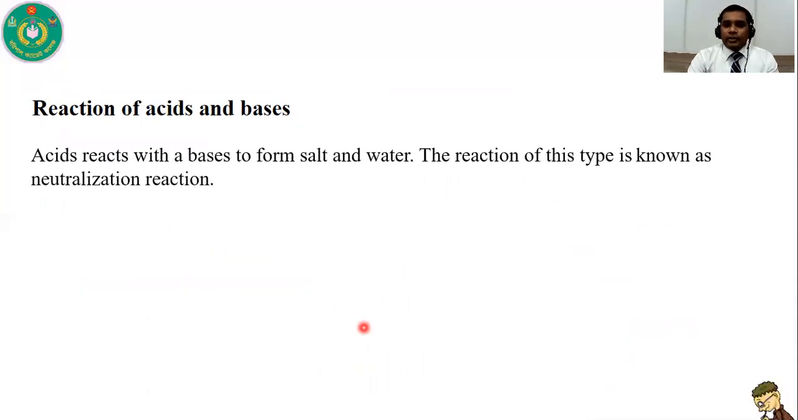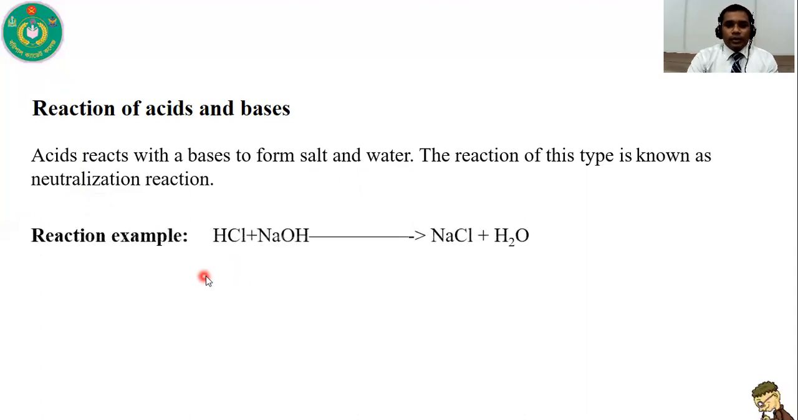When acid and base react with each other, we know that it forms salt and water, and this reaction is known as a neutralization reaction. So what is a neutralization reaction? When acid and base react with each other and form salt and water, this reaction is called a neutralization reaction. Here you can see that hydrochloric acid, when reacting with sodium hydroxide, gives sodium chloride and water. This is acid, this is base, and we get salt and water.